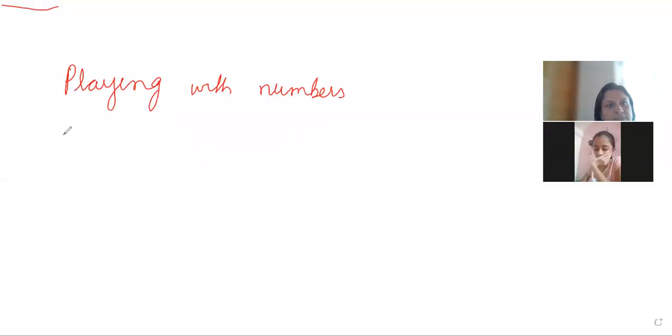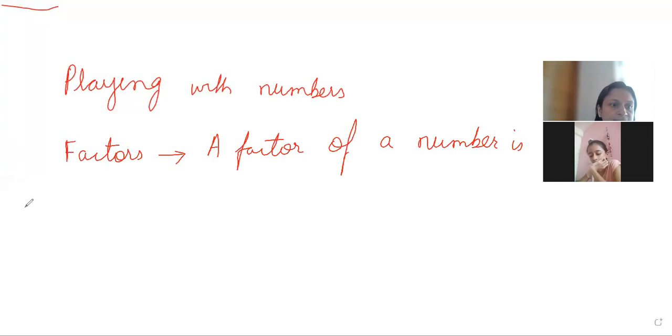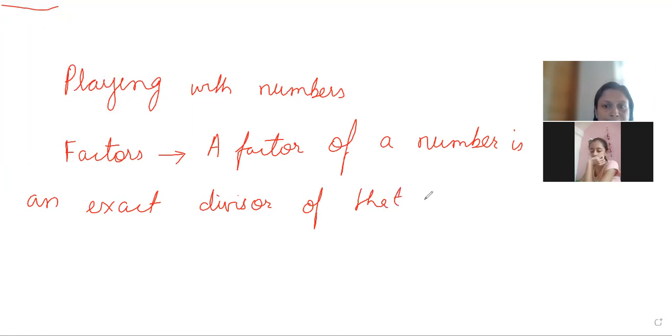Okay, so let's start with the first thing which we will be learning today, that we call factors. So what is the definition of factor that I am writing first? Then I will explain to you what is factor. A factor of a number, you can write in your copy, a factor of a number is an exact divisor of that number.